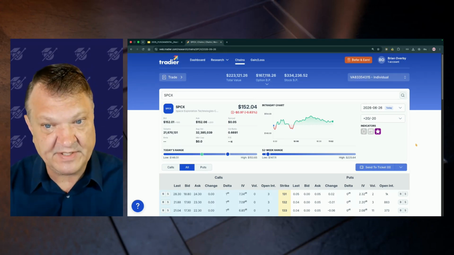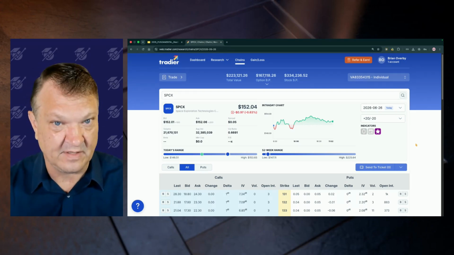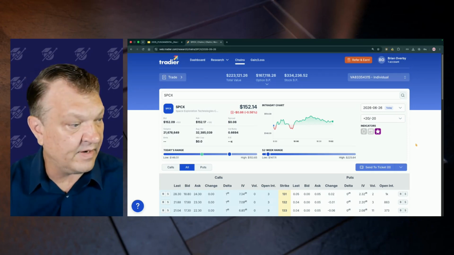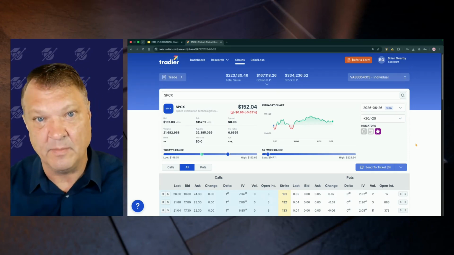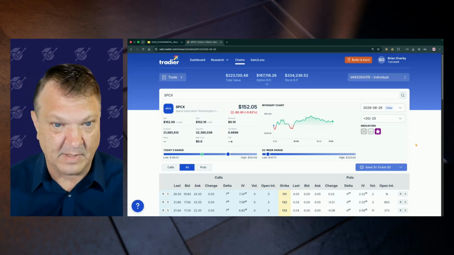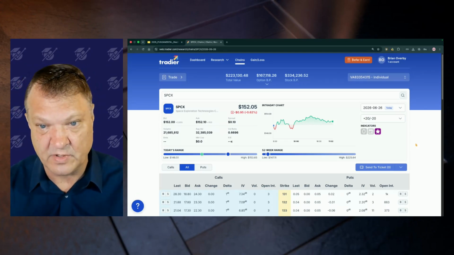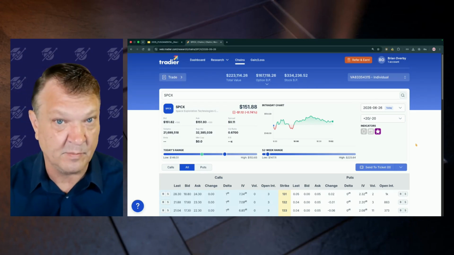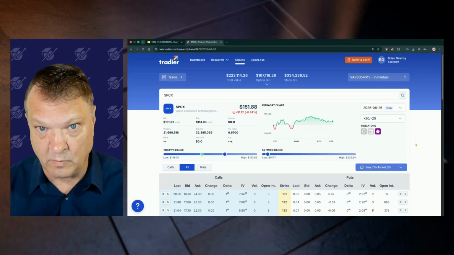So with SpaceX, we've got a lot of volatility, and that's kind of the issue of bringing it up in a very basic Fundamental Friday show. But I do think a lot of people are thinking about it. It's a little bit more expensive. You're talking $152, so you're looking at $15,200 to buy 100 shares outright.